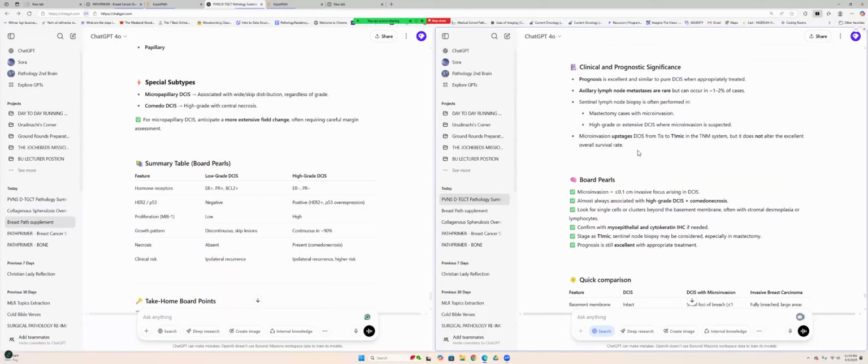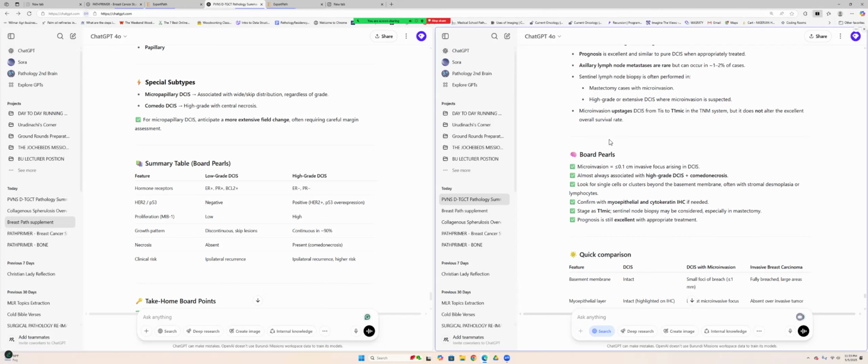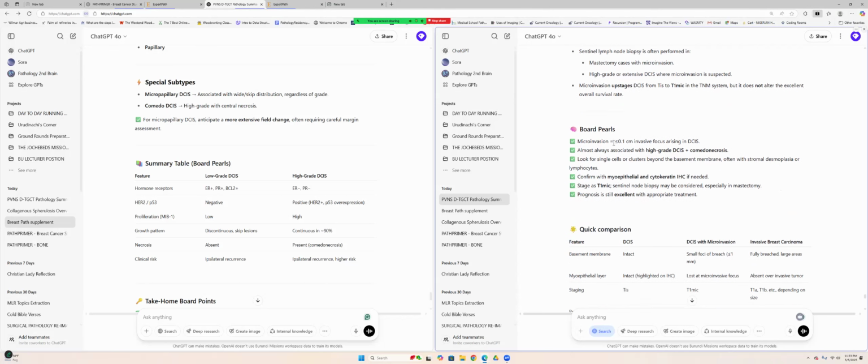Does microinvasive DCIS have a worse prognosis compared to normal DCIS? The answer is actually no. Even though it's microinvasive DCIS, it has the same prognosis as DCIS, and they both have an excellent prognosis and excellent overall survival rate. Microinvasion is less than or equal to 0.1 cm, and this is always associated with high-grade DCIS or comedonecrosis.